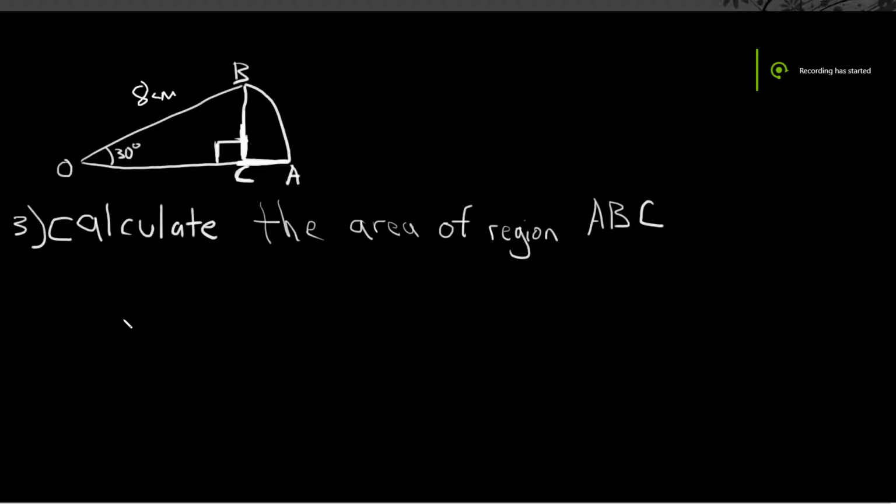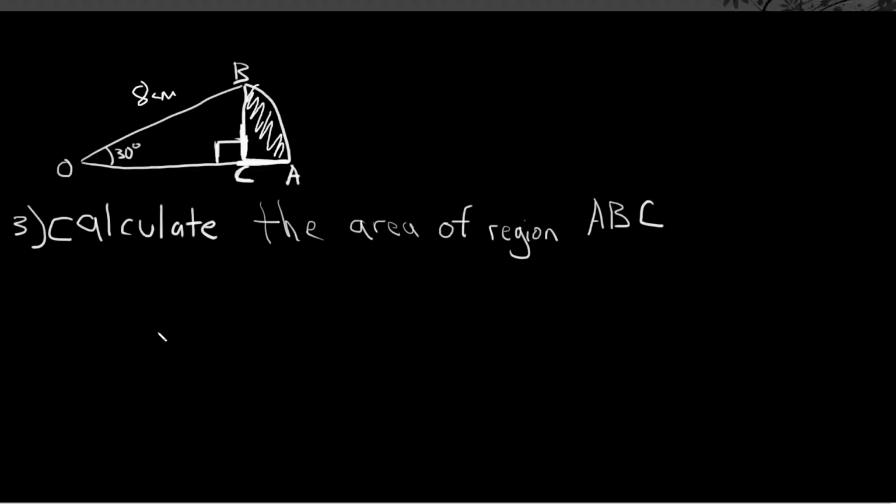Alright, the last question: how to calculate the area of region ABC? Now, first look at this. Because we are in the circle chapter, this is a sector, even though it's very poorly drawn. It is supposed to be a sector of radius 8 cm. Alright, how do we calculate only this region ABC here?